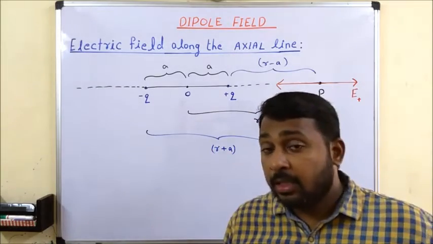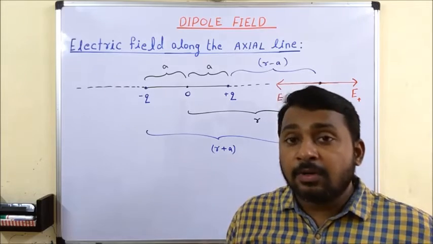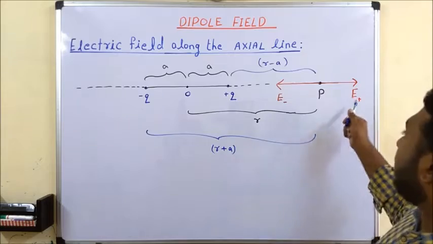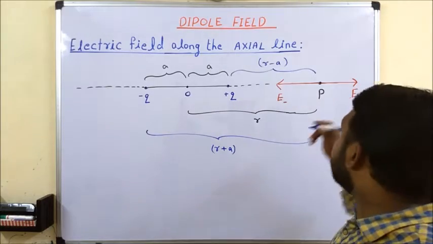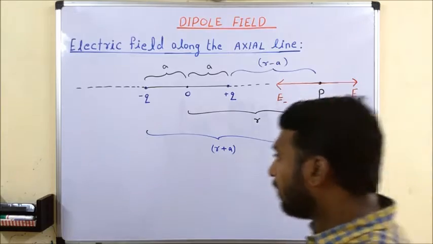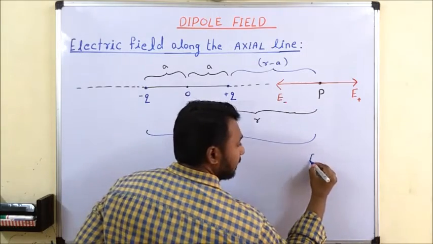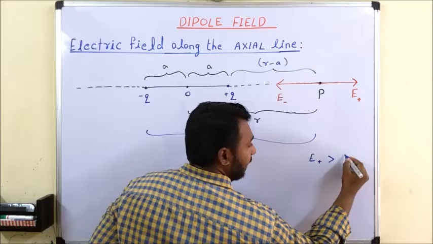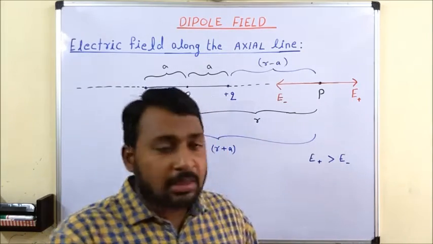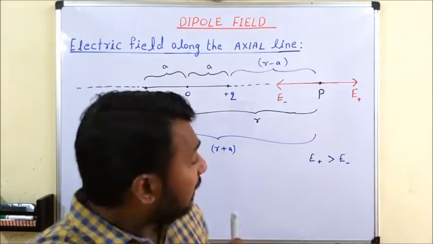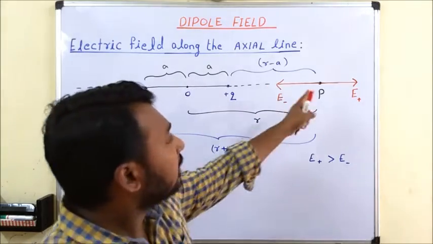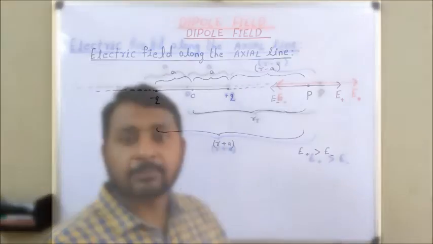We know that the electric field is inversely proportional to the square of the distance. So it's clear that in this case, E plus is greater than E minus. Anyway, the vector sum of these two, E plus and E minus, will give you the net electric field at this point P.